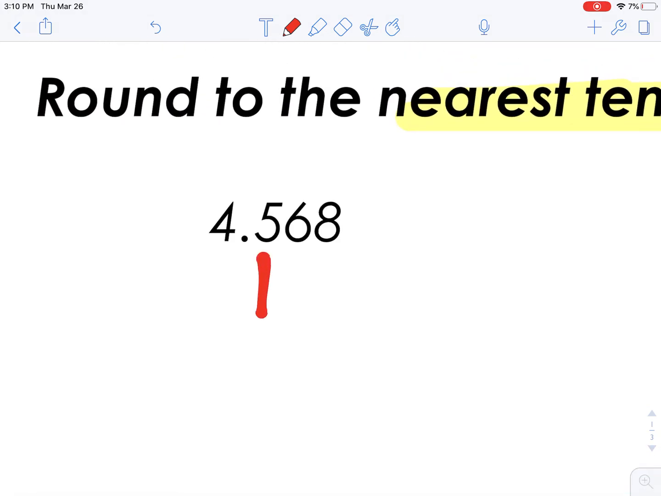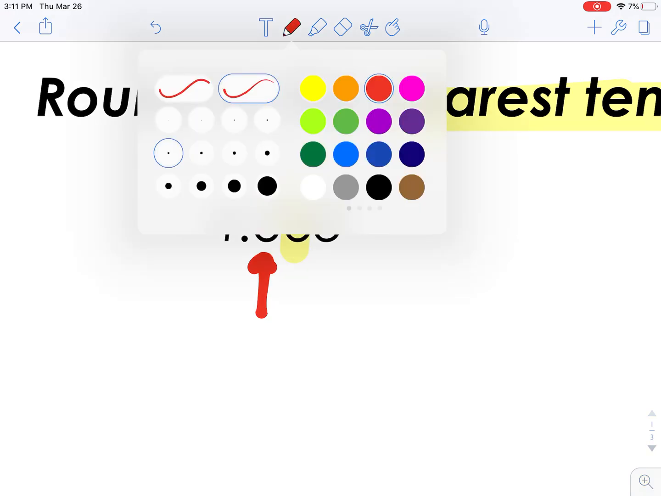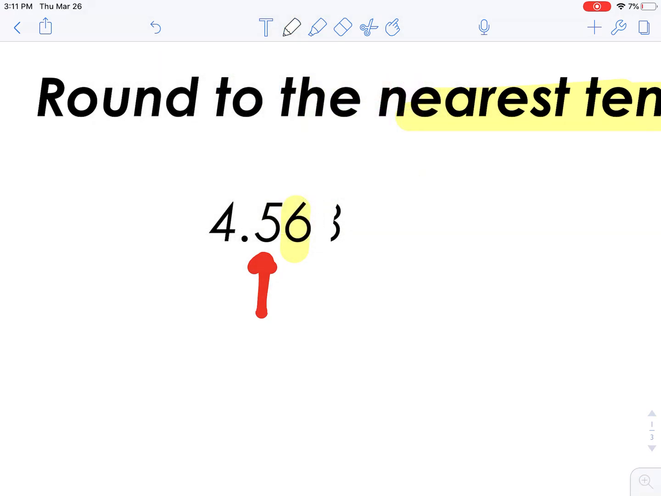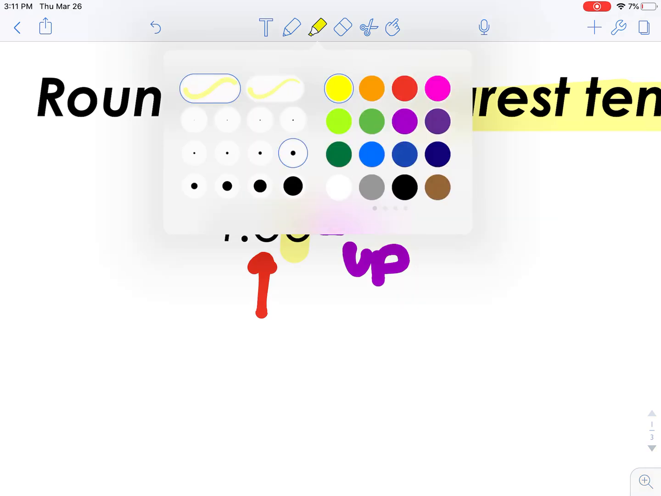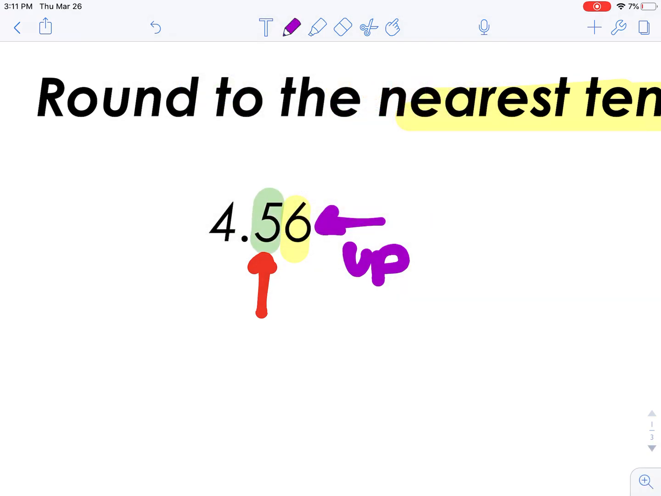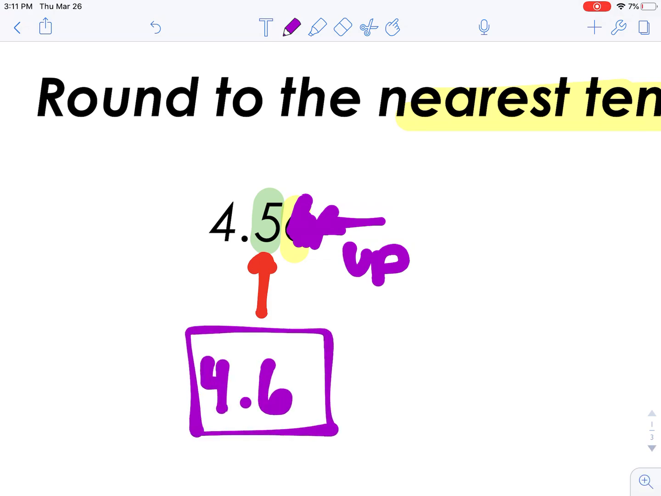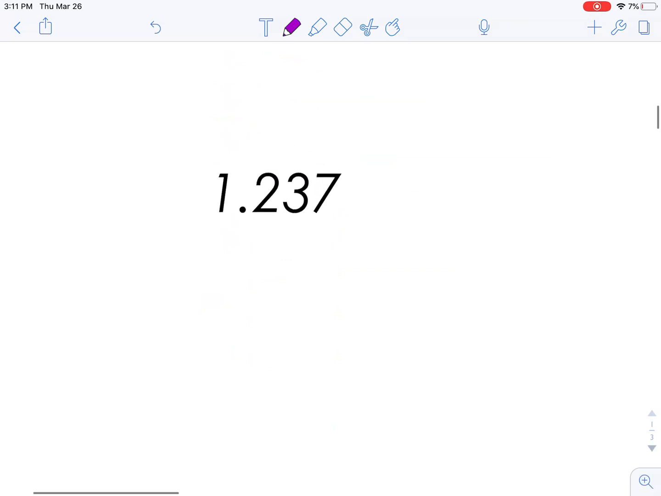So in this problem, you need to find where the tenths place is. And then you look at the number after it. Anything beyond that, we don't care. You can erase it or scribble it out. So now we have to look at this number, 4.56. The 6 means we're going to round up. That implies that the 5 will get rounded up. This 6 will no longer be there, but the 5 will get rounded up to a 6.